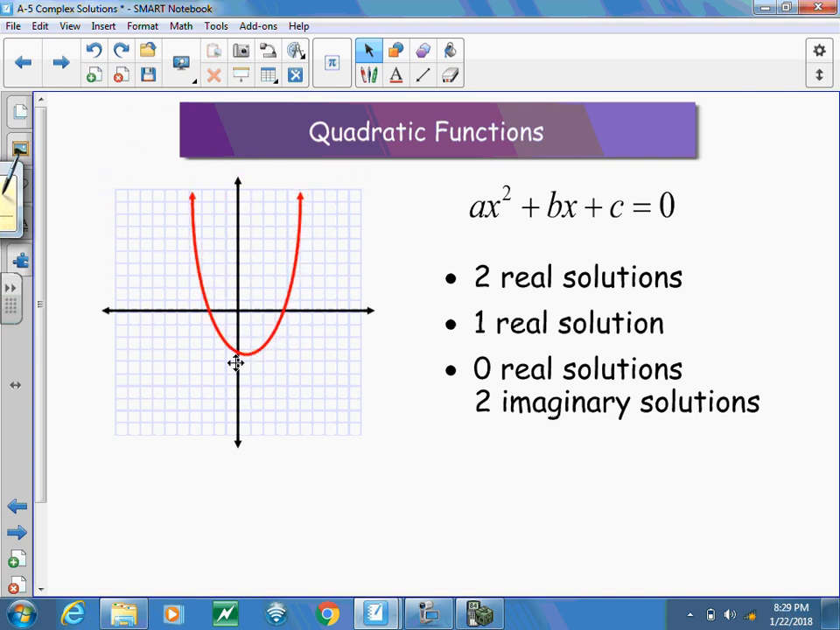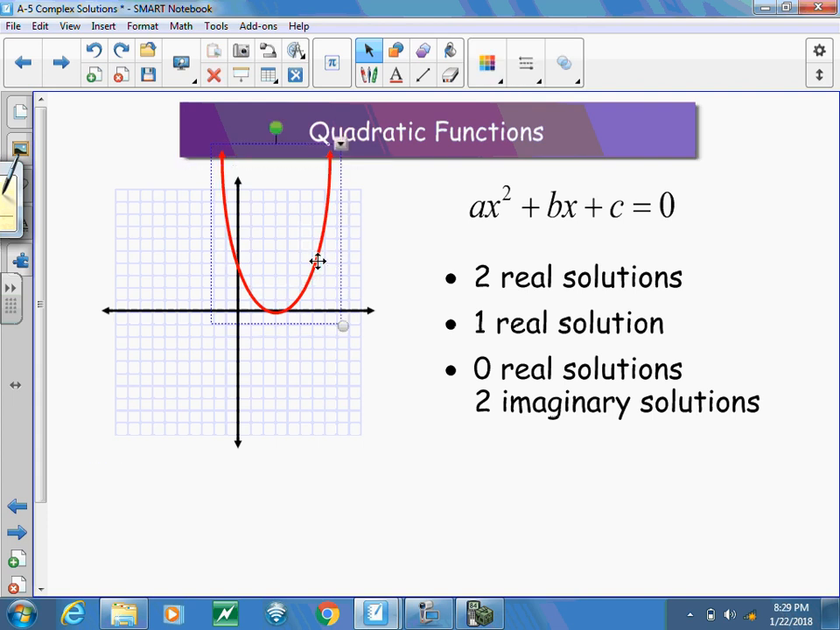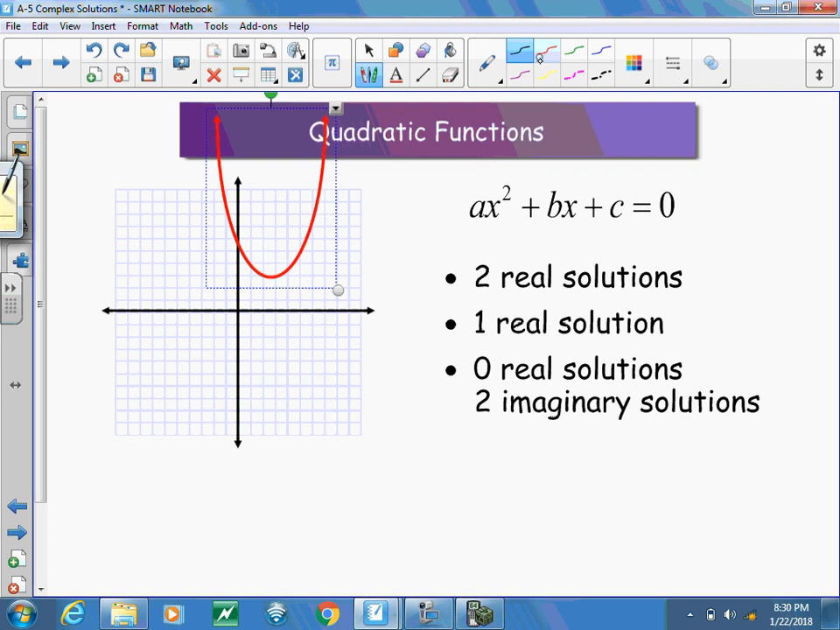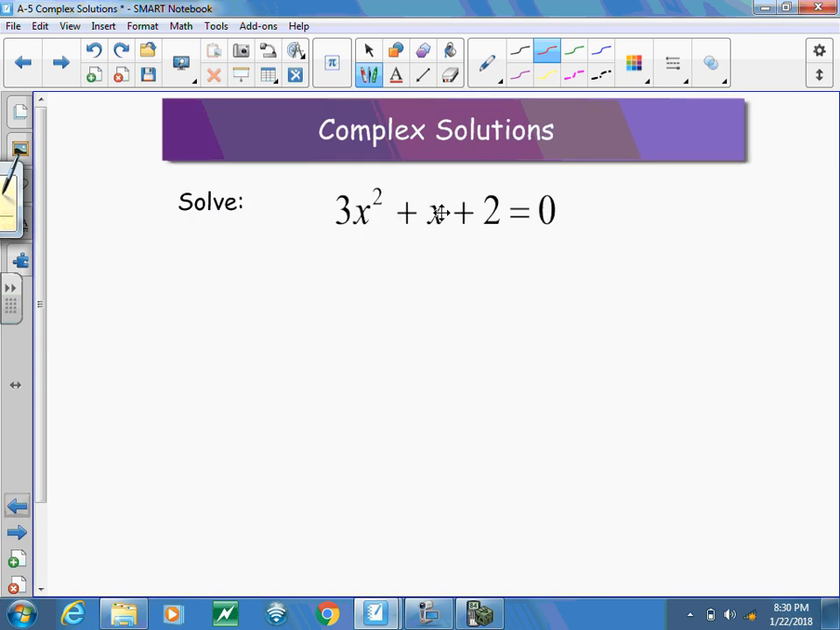And right now I see that there are two solutions. My graph is crossing the x-axis at two different places. If I move this graph up, now it's only crossing at one place. If I move it further up, notice that it doesn't cross at all. When it doesn't cross your x-axis at all, that is when we are referring to having zero real solutions, and we have two imaginary solutions. And so that is where we look at solving our quadratic.